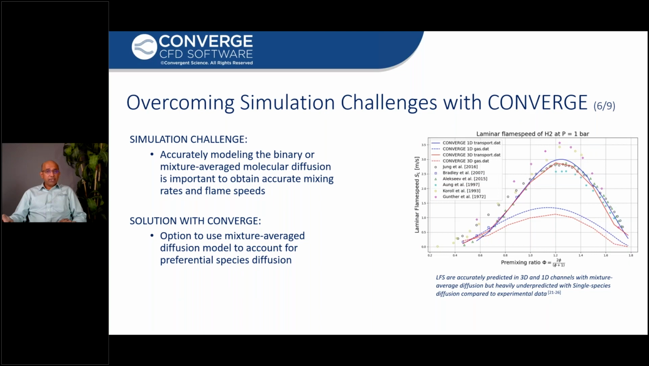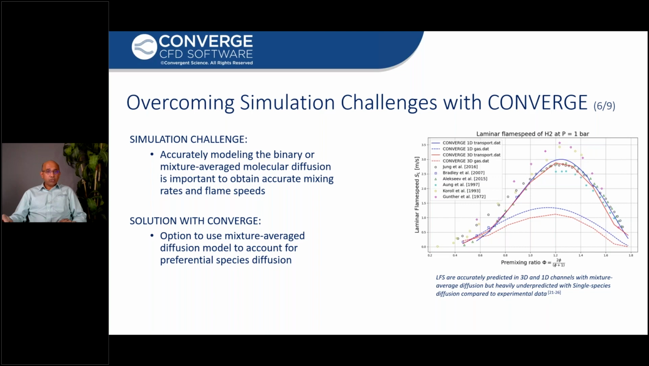In a previous slide, I stated that it is important to use preferential species diffusion for micromixers in gas turbines when well-resolved LES turbulence modeling is used. This is also true for most other applications that rely on accurate molecular mixing rates and laminar flame speeds.